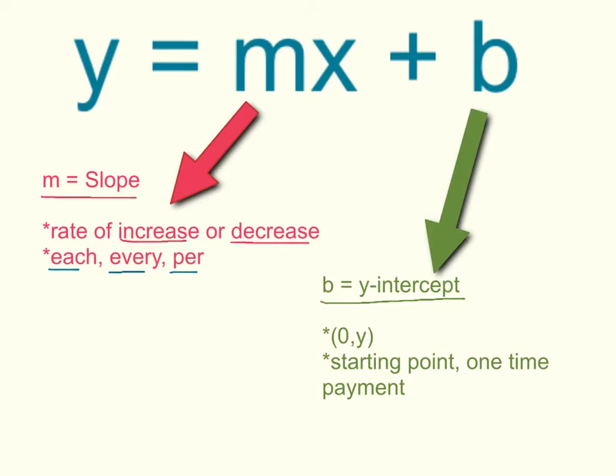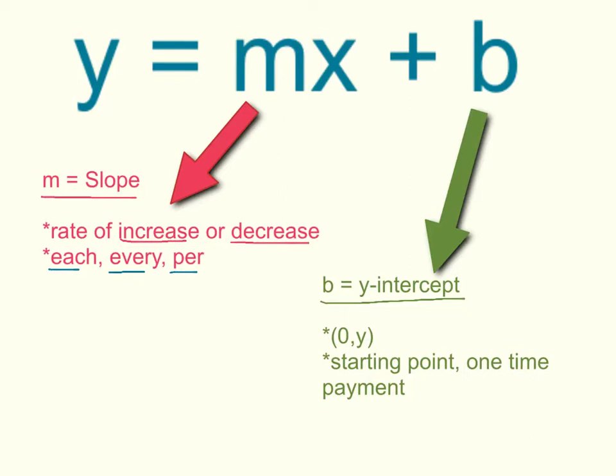Maybe I get paid $7 per hour. That would be the slope, the rate. Or I get paid every week. Or each pair of pants costs $10. So that is your slope, rate of increase or decrease.